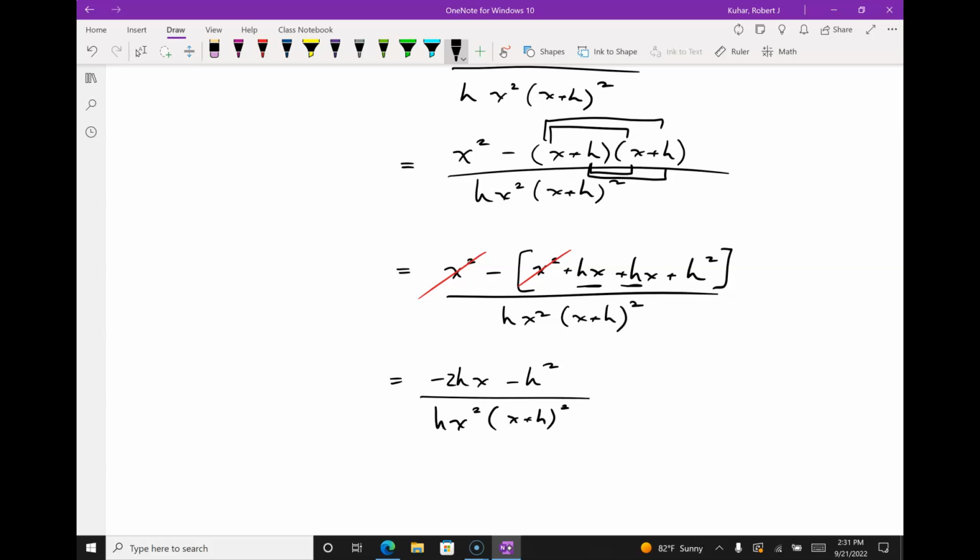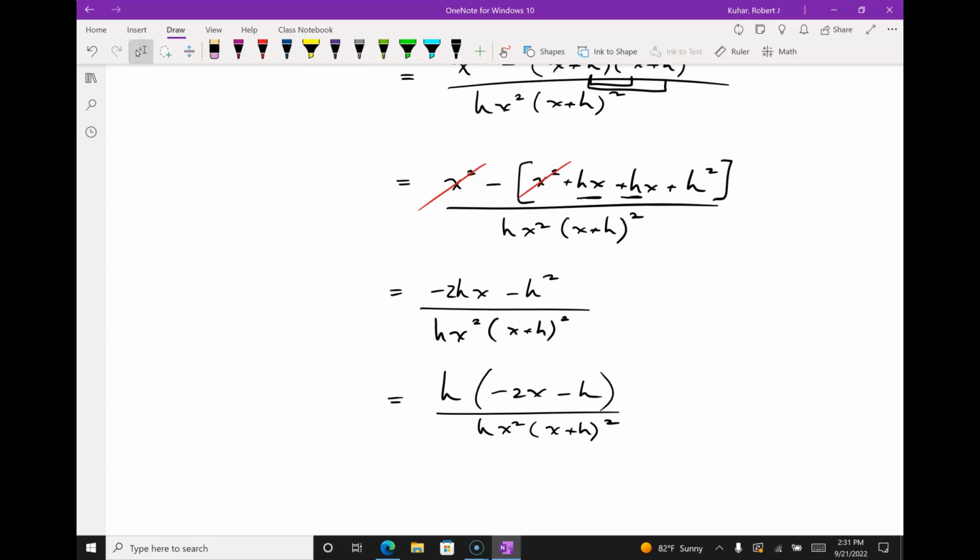What were the three things on my list? A conjugate, a common denominator, and factoring. So you can see here, I can factor out an h here, right? I can factor out an h. In calculus, we want h to go to 0.